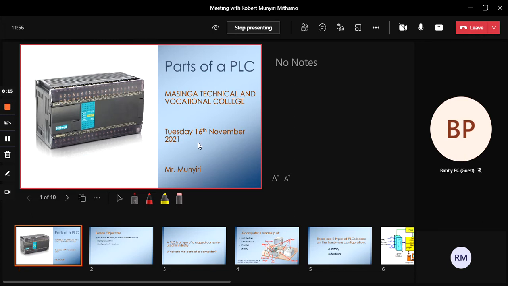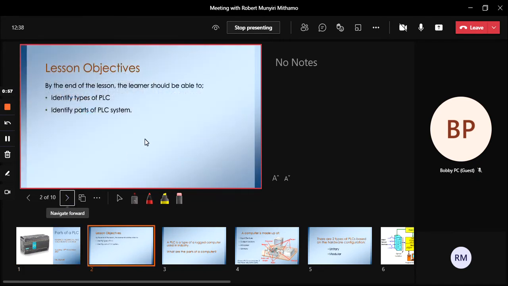Welcome. So before we begin, I hope you remember that during our last class we discussed the PLC. Essentially, we went through what is a PLC, what it can do, why we should use it. So important to keep that in the record. Some of the types of PLCs that we find in the market today.